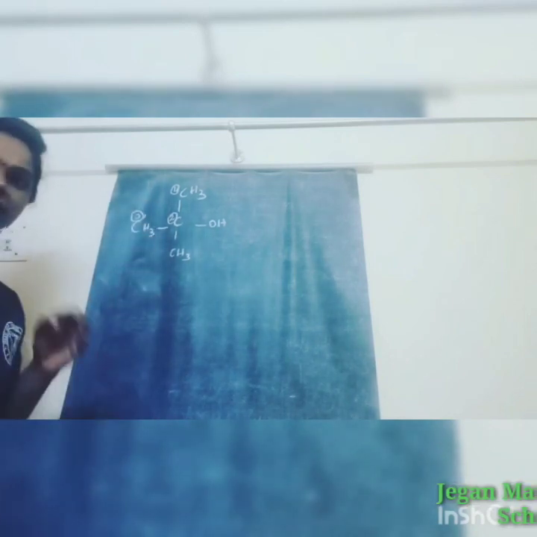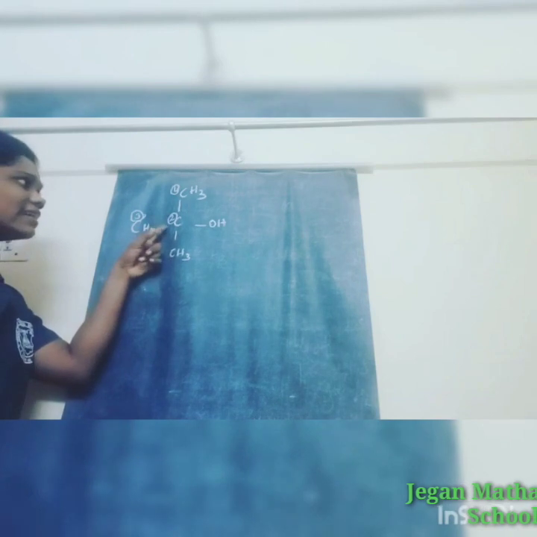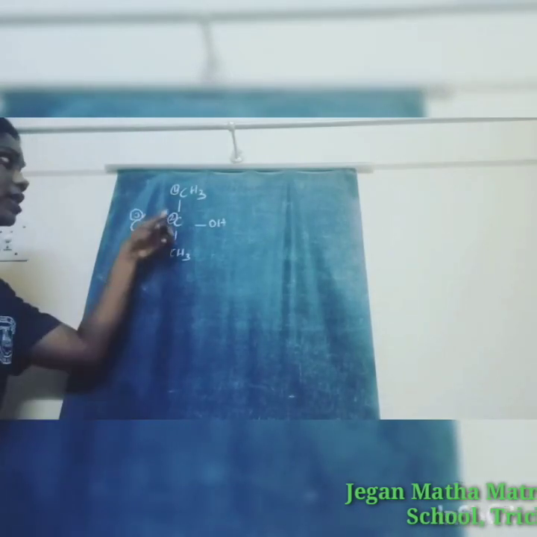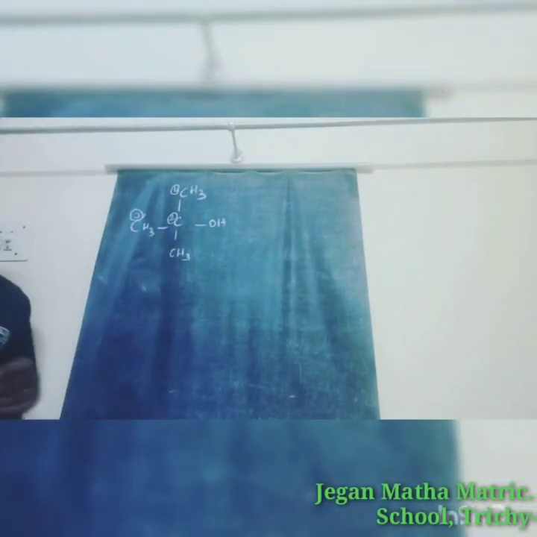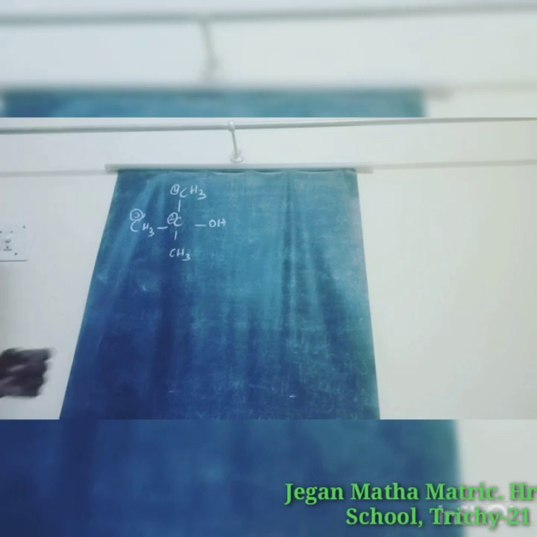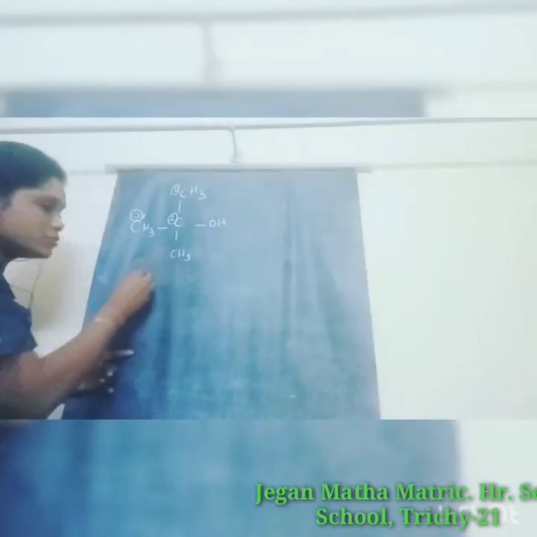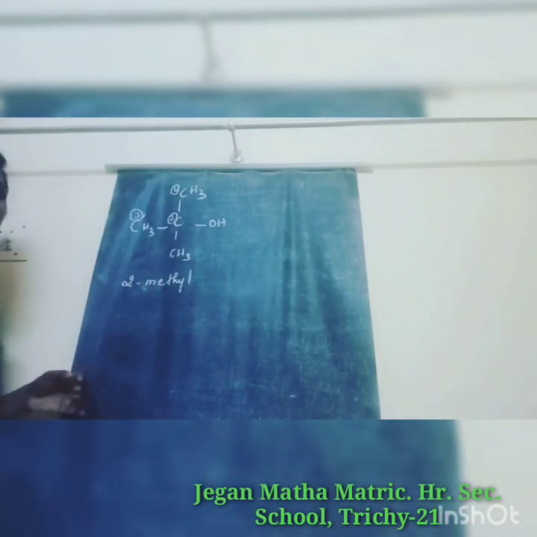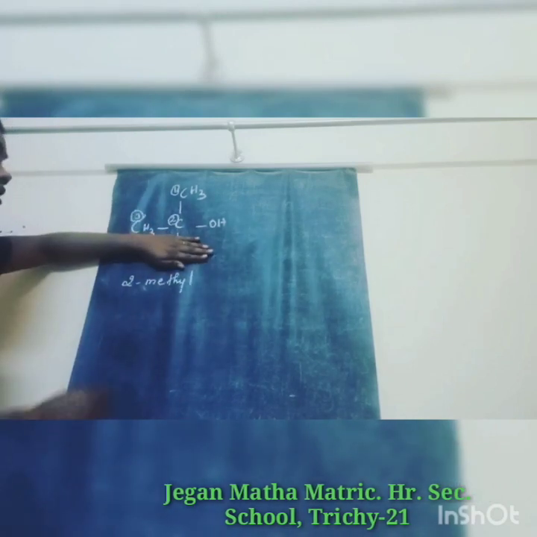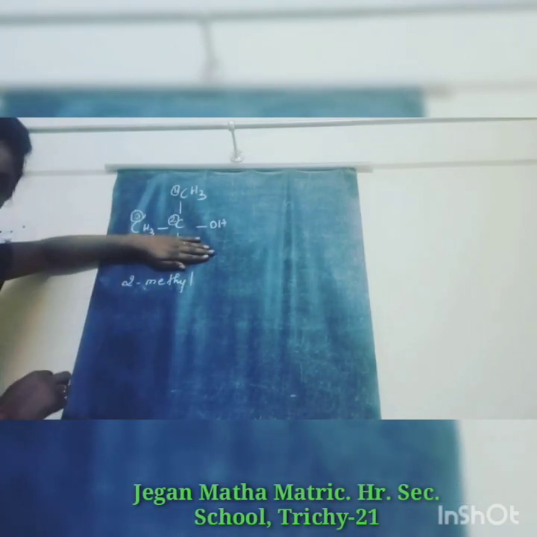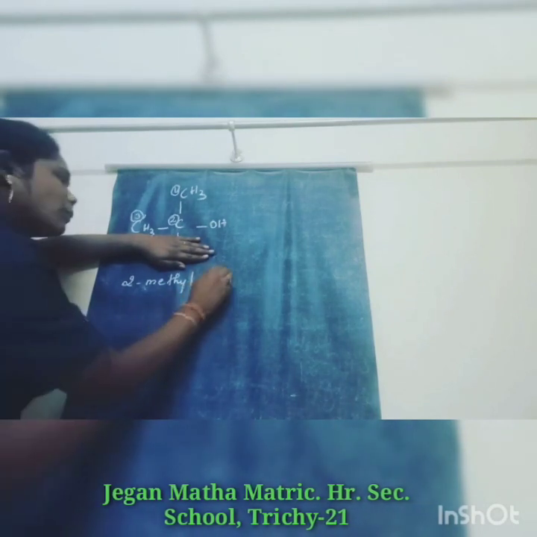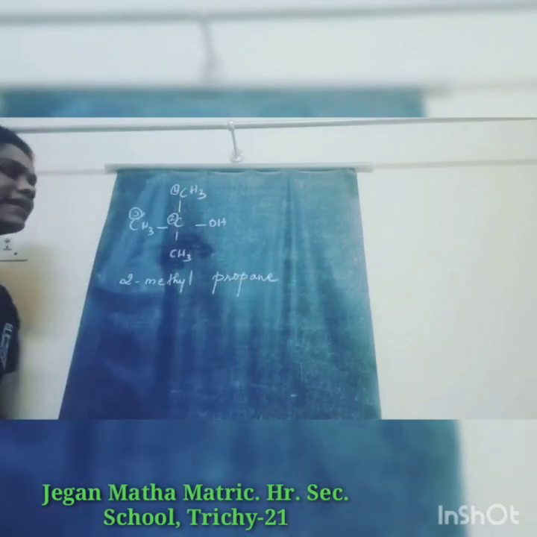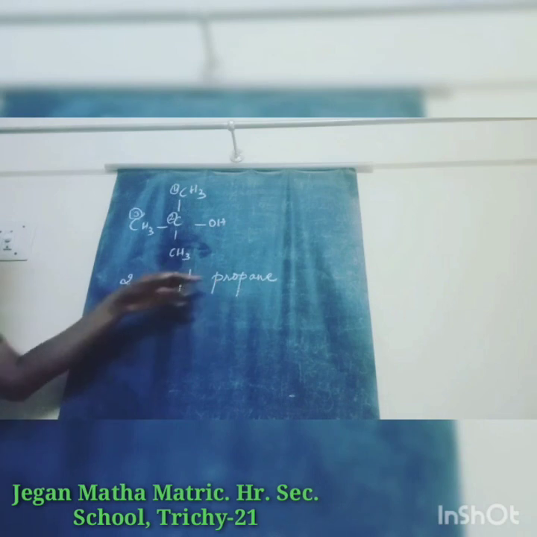Okay, first we calculate. On the second carbon, which group is present? Methyl group, CH3 means methyl group. So on the second carbon a methyl group is present. So prefix with position number: on the second carbon, a methyl group, so 2-methyl. This is the first step. And what is remaining? Remaining, totally 3 carbons are present, and 3 carbons means propane. So the root word is prop.